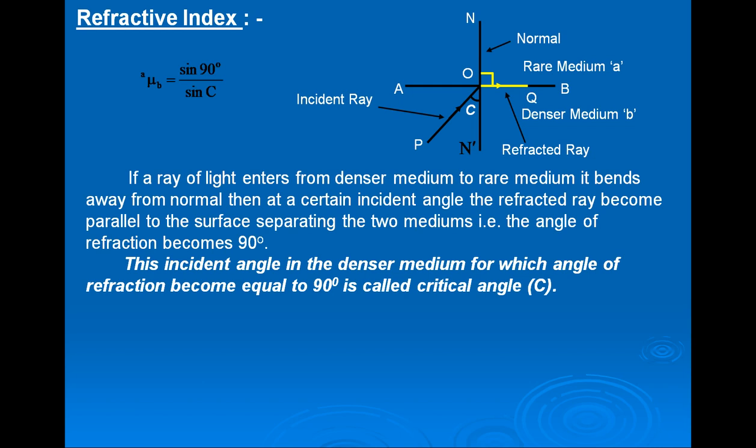Therefore, A mu B is equal to sine 90 degrees upon sine C. Now, because sine 90 degrees is 1, therefore A mu B is equal to 1 upon sine C.